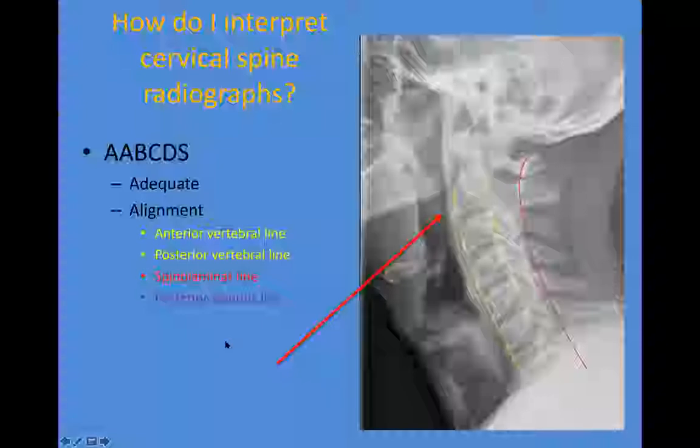This red line is the spinal laminar line, which is the basis of the spinous processes. And again, just smooth with no step-offs. And then the purple line is the posterior spinous line, which follows the tips of the spinous processes.